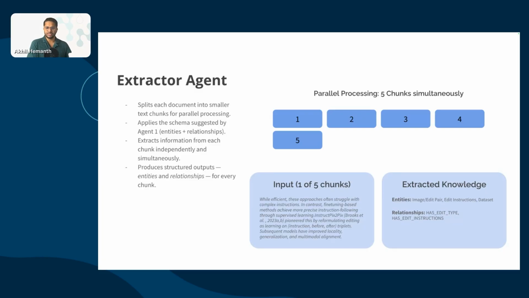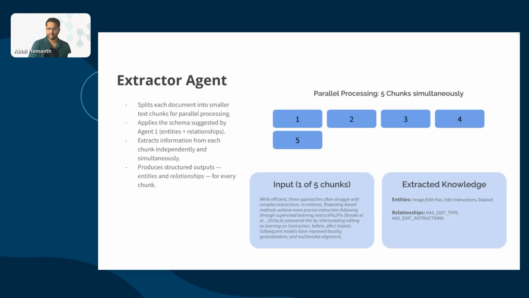So this agent essentially splits each document into smaller text chunks for parallel processing. It applies the schema suggested by agent one, or the custom schema that the user suggested, and extracts information from each chunk independently and simultaneously. So all of these chunks are being processed in parallel. And so this produces a structured output of entities and relationships from each chunk.